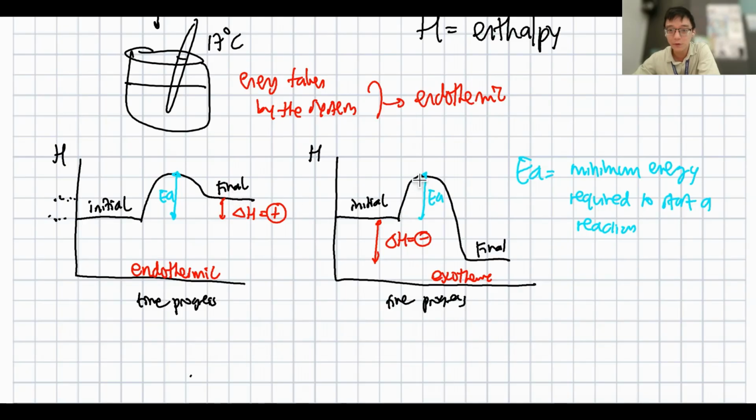But for exothermic, you borrow money to start your business, but you use even more than your loan money. So you have to even take out your savings. You will start your business from a negative position. So that's the difference.